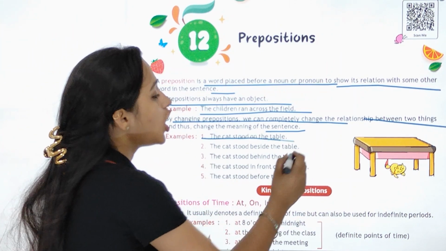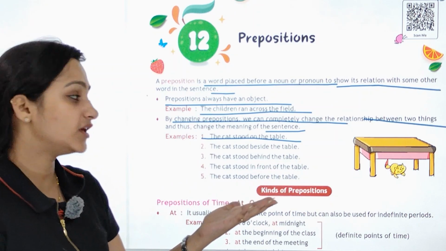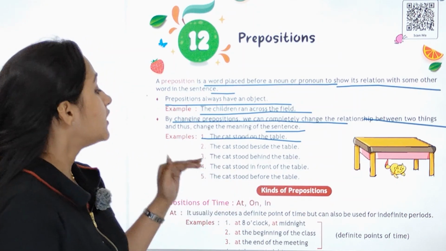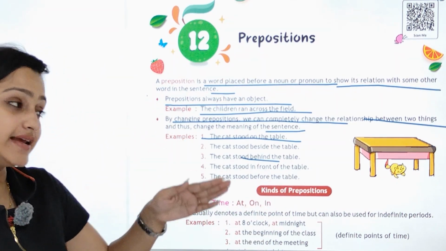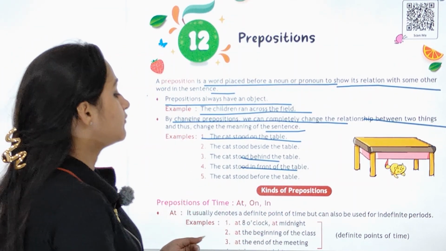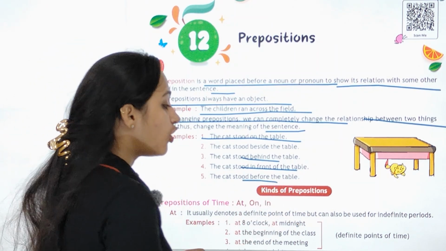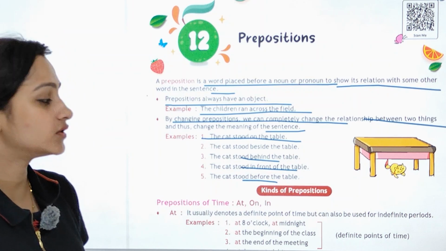Like the cat stood on the table. On मतलब ऊपर. The cat stood beside the table, the side में. Like the cat stood behind the table मतलब पीछे. The cat stood in front of the table मतलब बिल्कुल आगे. The cat stood before the table मतलब टेबल से पहले. So kinds of prepositions क्या होती है?